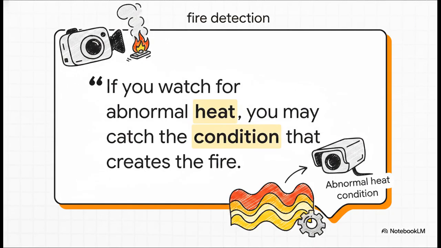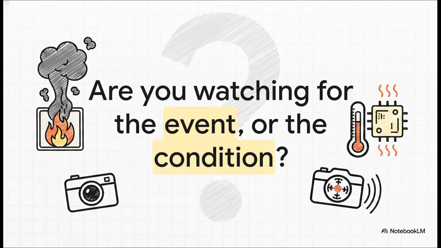And this brilliantly illustrates the whole point of our explainer today. This core quote from our source material really just sums up everything we've covered perfectly. If you only watch for smoke and flame, you are detecting the fire event. If you watch for abnormal heat, you may catch the condition that creates the fire. So I want to leave you with this final, strategic question to chew on. As you evaluate your own facility's safety and vulnerabilities, are you watching for the fire event? Or are you watching for the condition that creates it?